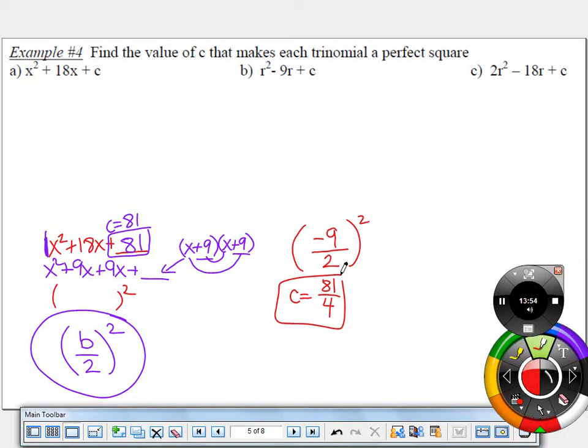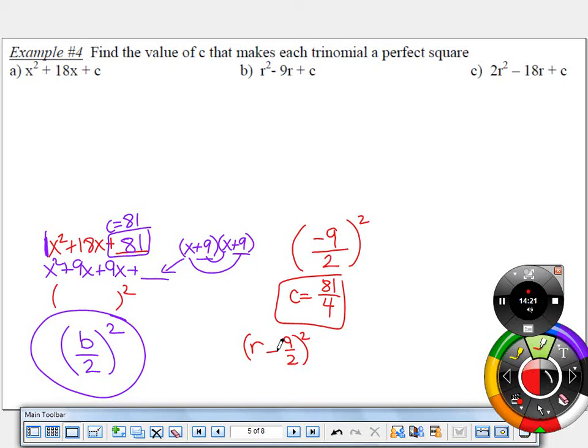It's okay that it's a fraction. Okay? If you're not sure if you're right, check it. If 81 over 4 is the end number, 81 over 4 was made by 9 over 2 squared. Then I'm saying I think that this is how it's becoming a perfect square. In this case, I would have a minus in the middle when I factor it, because I want the middle terms to work out to be negative 9.